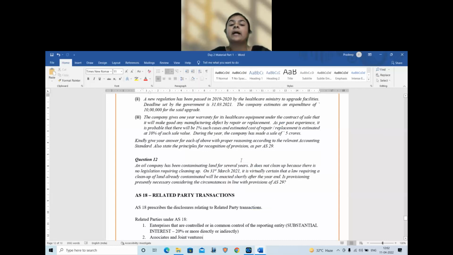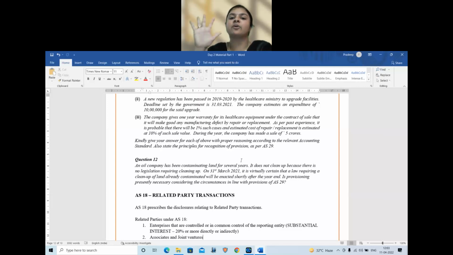Third, the company gives a 1 year warranty for its healthcare equipment under the contract of sale, that it will make good any manufacturing defect by repair or replacement. So it is giving a warranty replacement. As per past experience, it is probable that 1% of such cases will come, and the estimated cost of repair or replacement is 10% of the sale value. So sales is 5 crores. By past experience, it knows that on an average, 1% of cases will come for repairs, and for that 1%, I have to incur a warranty cost of 10% of the selling price.